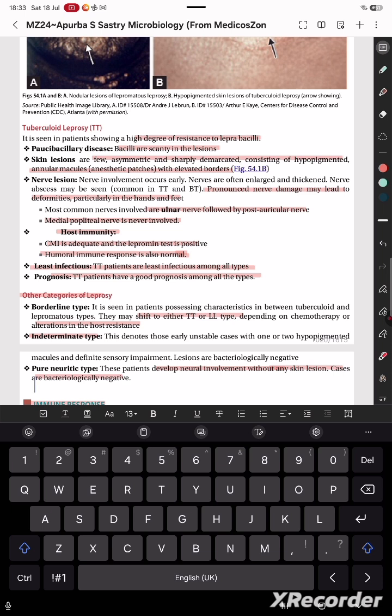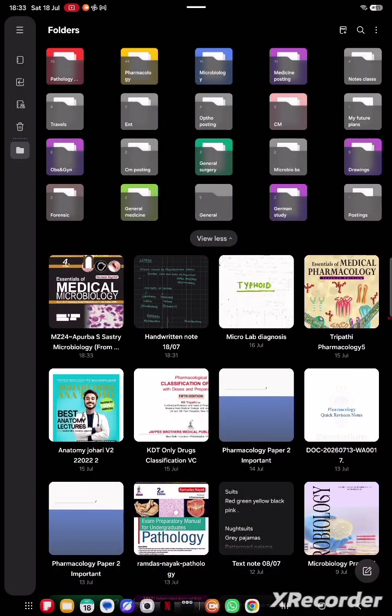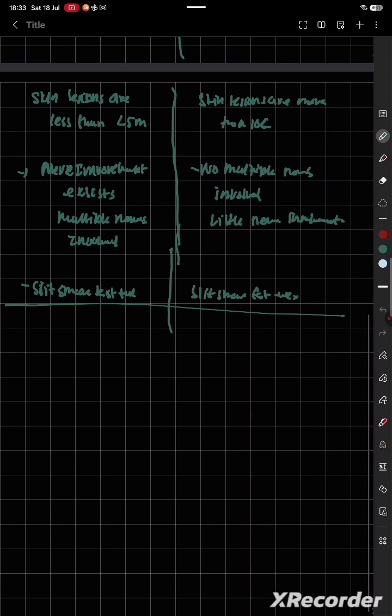Can someone explain why they did this? In the starting, they said there is no nerve involvement, and now they're saying there is nerve involvement suddenly, of the ulnar nerve and all these nerves. I don't understand why they said that. Can someone just check and tell me why?